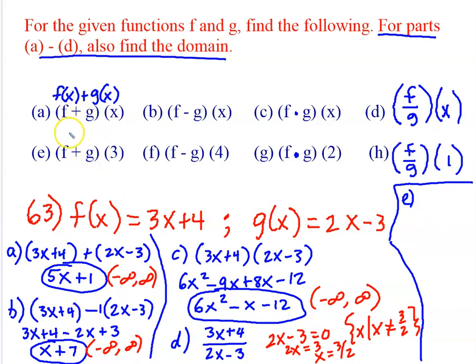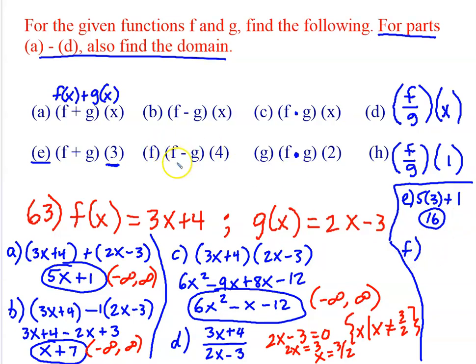We did most of the work for letter E when we did part A. We already did the addition of F and G. Now all we have to do to get the answer for part E is go back to that answer for letter A, that was 5x plus 1, and input 3 in for x. So my answer for letter E literally is going to be like this, 5 times 3 plus 1, so that should be 16. And then letter F is similar.